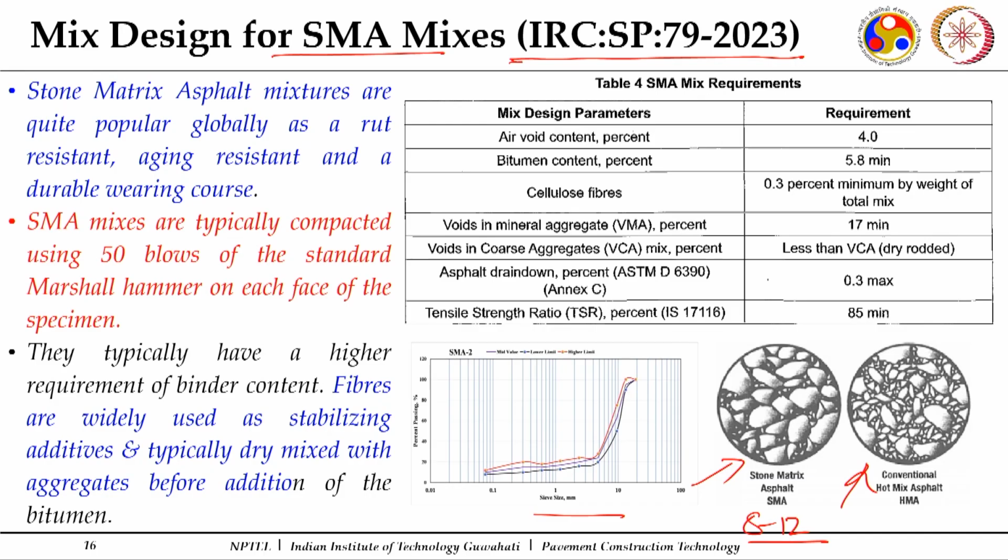Now, since there is a good amount of fines and a slightly higher binder content, chances are that when these mixes are produced at high temperatures, especially when mixed, produced and compacted, the binder may move down in the loose mix under gravity. This phenomenon is normally known as drain down, where the binder moves within the mix under gravity.